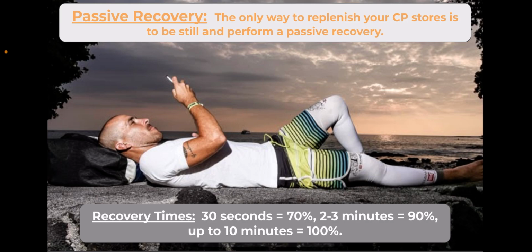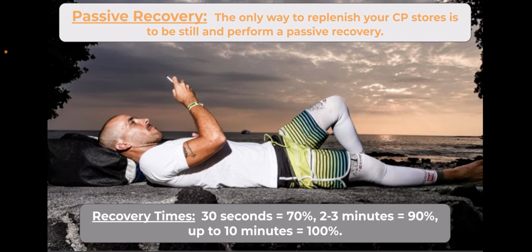30 seconds of passive recovery will give us 70% of our CP stores, pretty rapid at the start of exercise, and then it gets slower and slower to get a certain percentage back. 2 to 3 minutes of passive recovery will give us 90%, and up to 10 minutes will give us 100%.